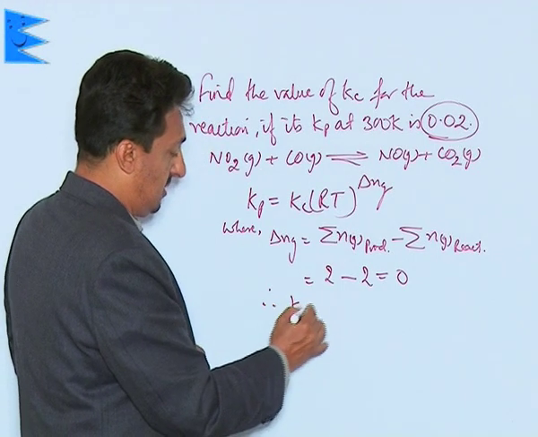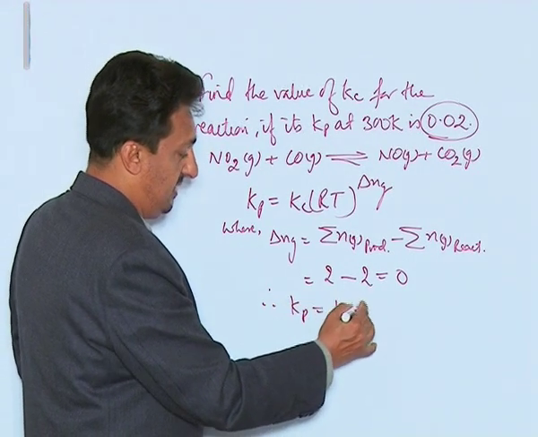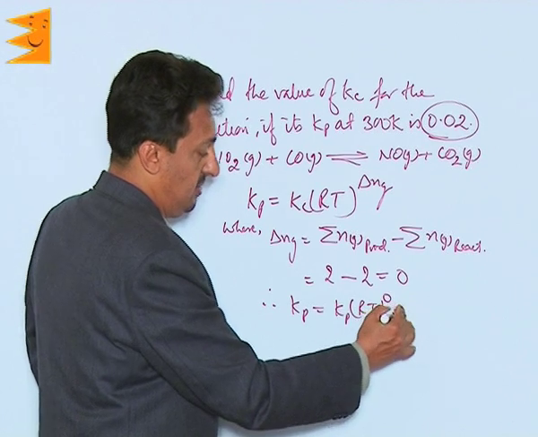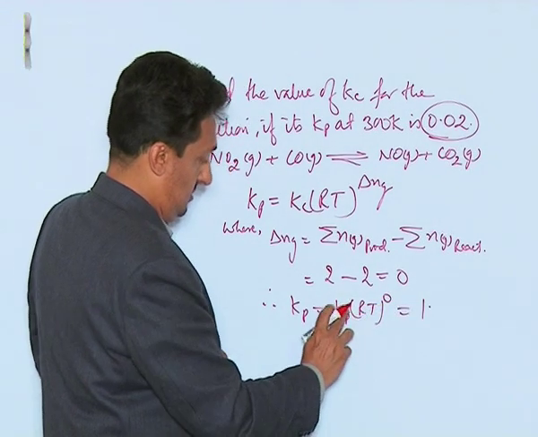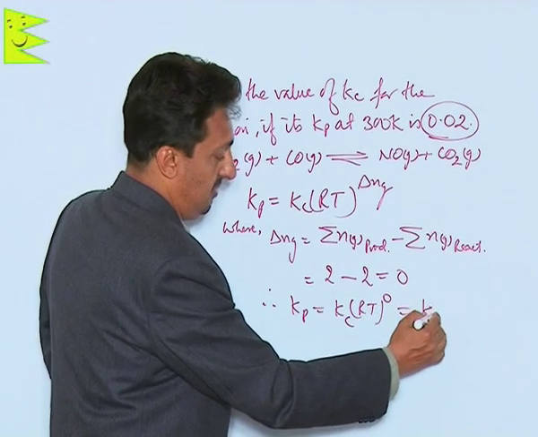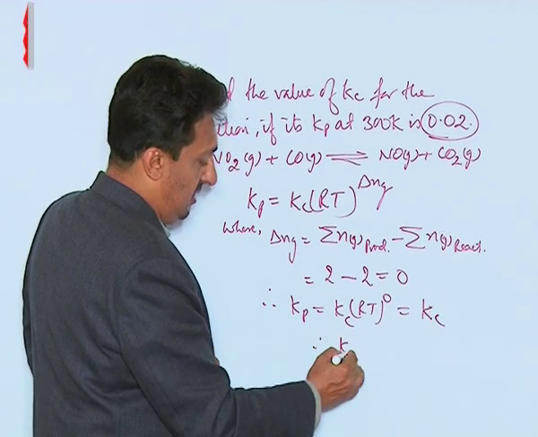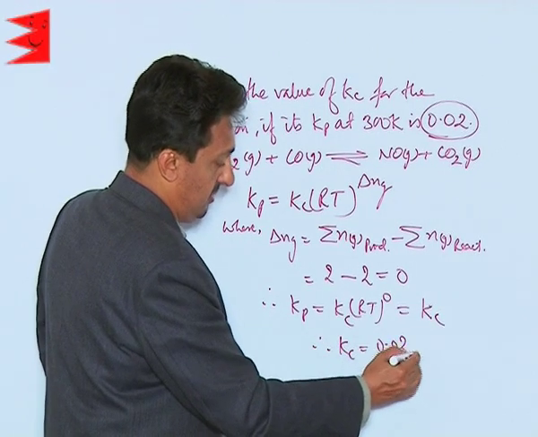Therefore, your Kp will be Kc (RT) to the power 0, which is 1, so Kp will be equal to Kc. So therefore, your Kc will also be 0.02.